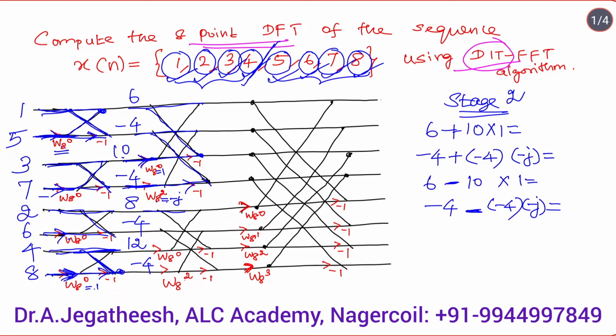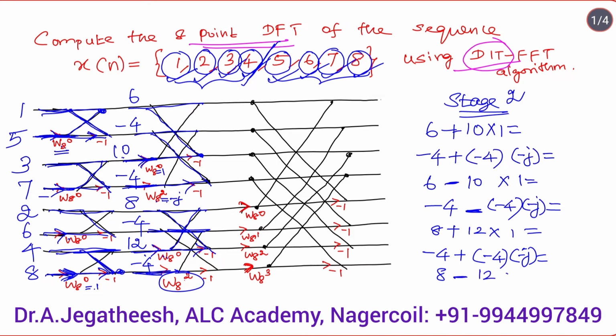Here you have 8 plus here you have 12 into 1. Here you have minus 4 plus here you have minus 4 with the twiddle factor. Minus 4 with twiddle factor is minus j. Here 8 is coming. Here on the way you have a minus, so minus 12 into 1. Minus 4 is coming. On the way you have a minus. This minus 4 is multiplied with the twiddle factor.